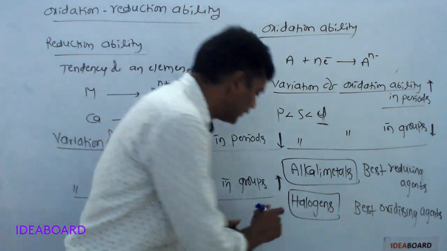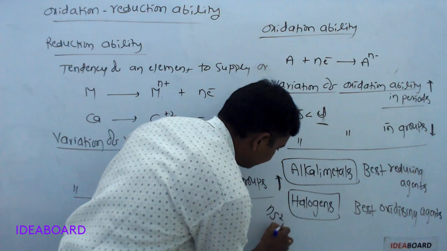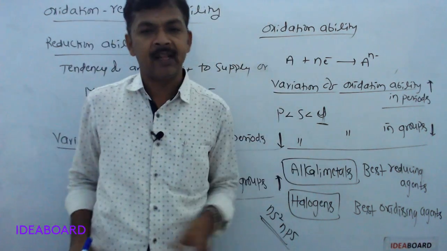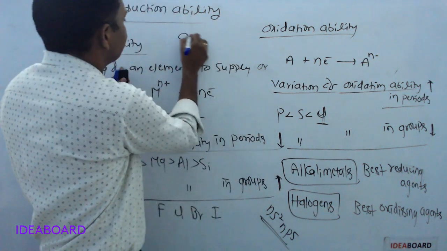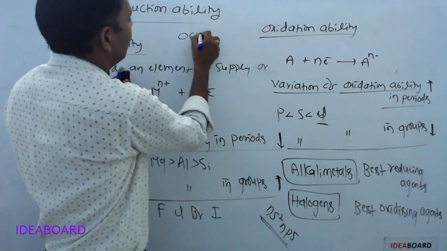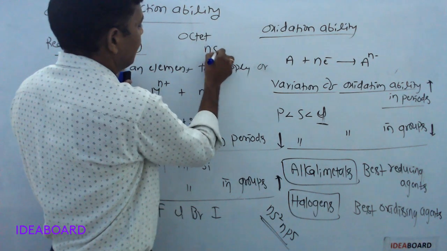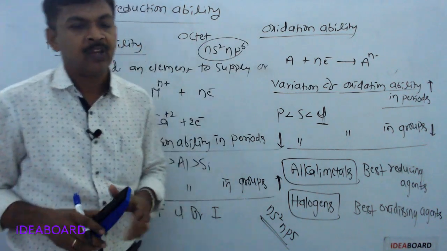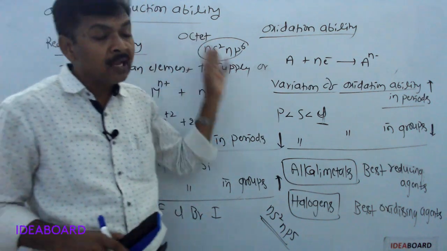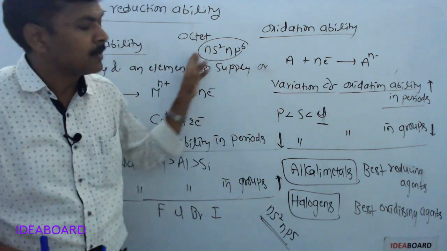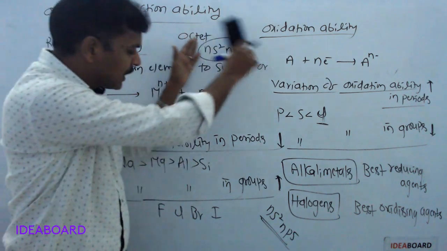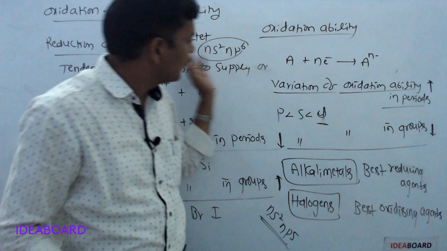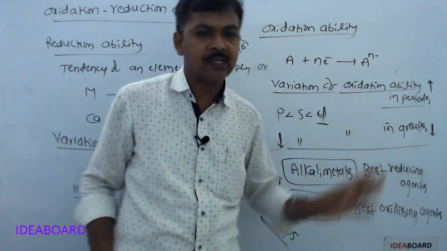For halogens, the valence orbital electronic configuration is ns2np5. This configuration, ns2np6, is called octet configuration, a stable configuration. In the periodic table, every element tries to get this configuration only. To get this configuration, alkali metals lose one electron. By losing one electron, they'll get a stable configuration. That's why they are the best reducing agents.